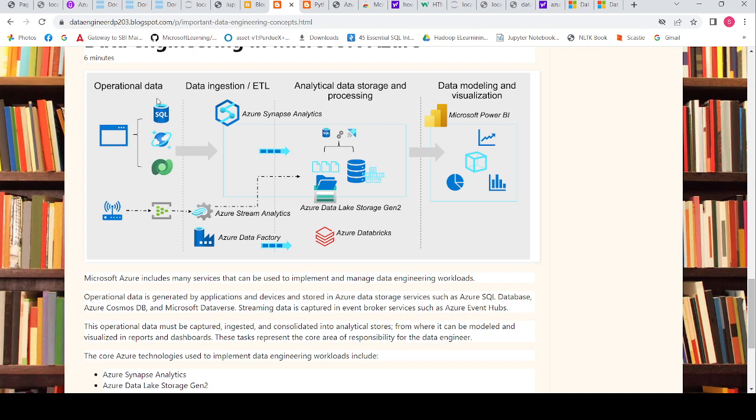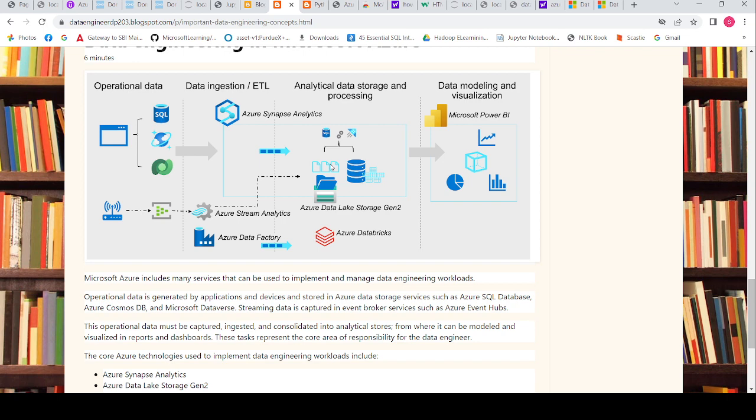After storing the data, what we have to do is transform the data. To transform the data, we use various tools like Synapse Analytics, Data Factory, and Databricks. After transforming the data, we store it at various places like any of the SQL databases or a data lake, and then we do data modeling and visualization using available services in Azure.